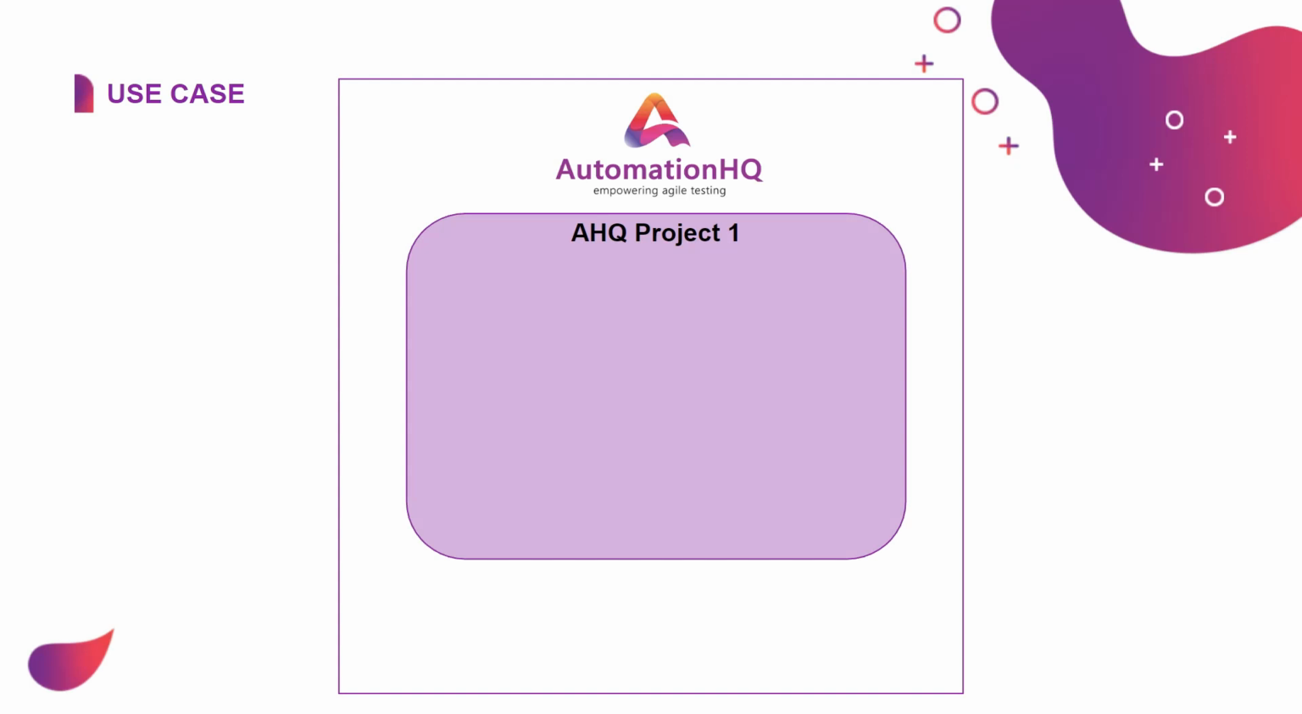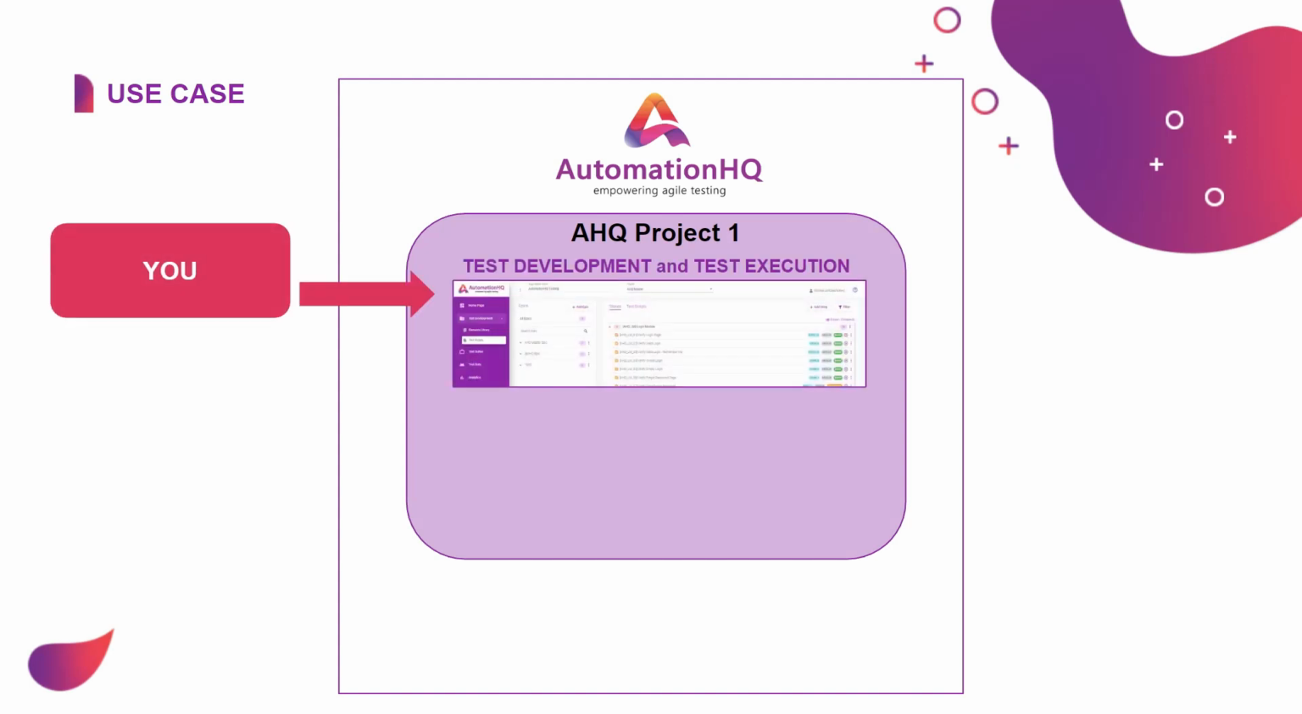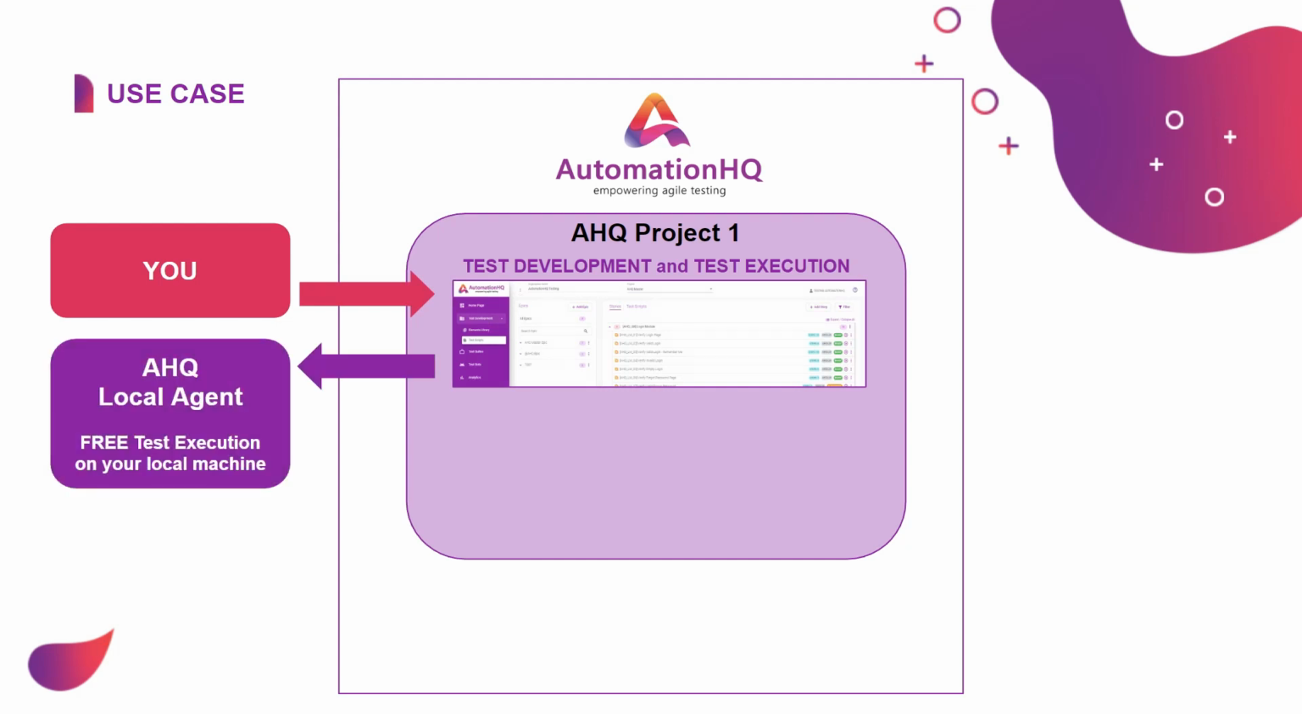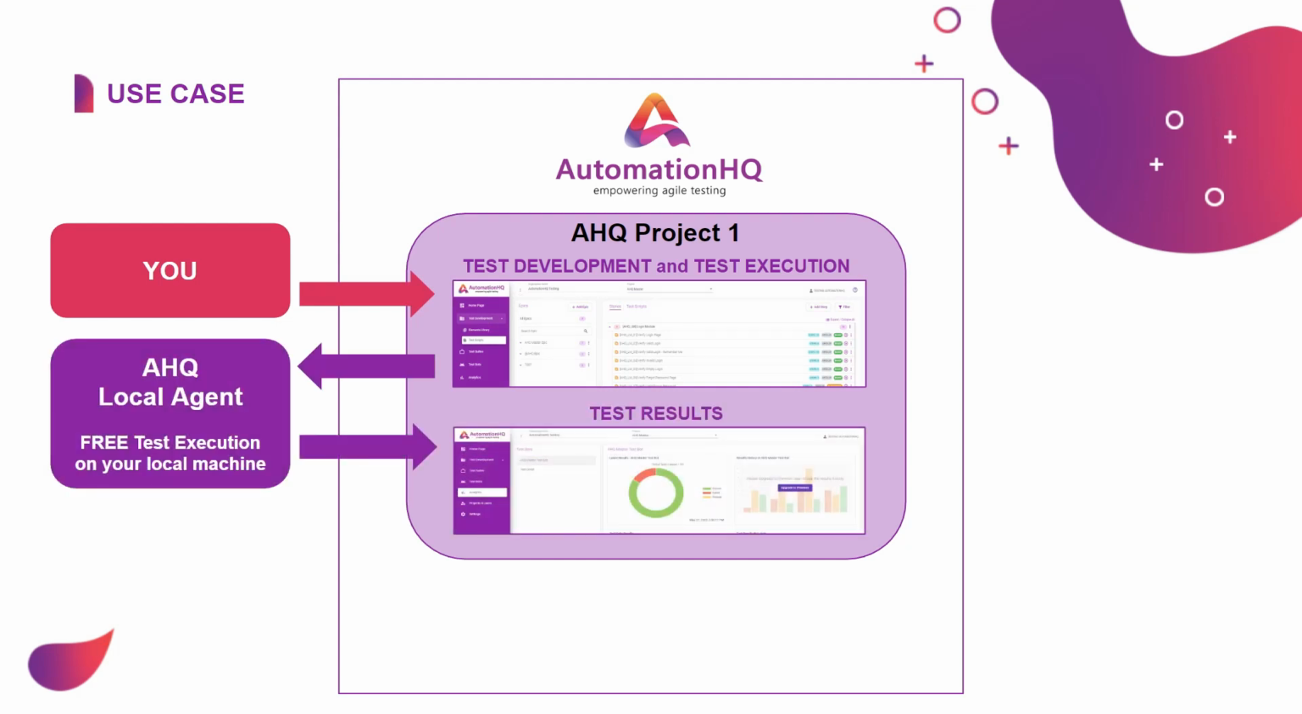To begin with, you would create an Automation HQ project. Next, you would create the test scripts through test development. Then, run the test scripts using our Automation HQ Local Agent, which is a free execution tool for your local machine. Afterwards, provide your client with the test results.